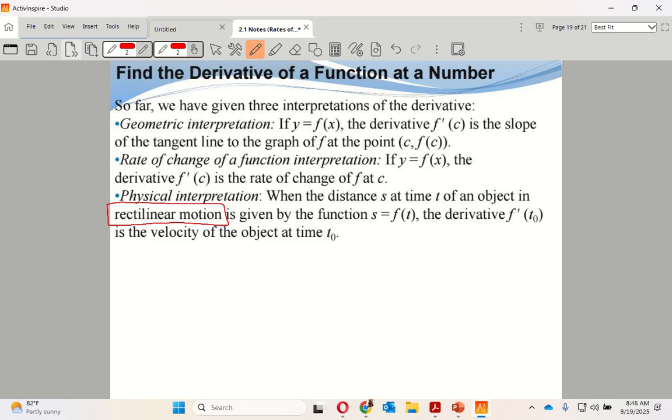Rectilinear motion refers to moving left and right. So if I have a negative velocity, it's usually going to be left. And if I have a positive velocity, it's going to be going right. That's the best way to try to describe it.